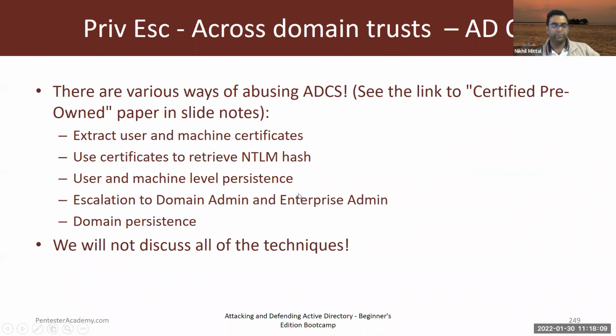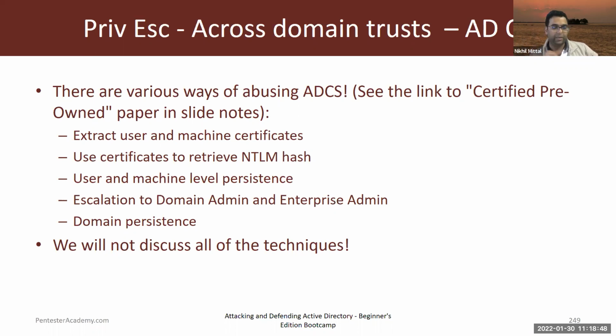So what are some of the ways of abusing ADCS? We can extract user and machine certificates. As we discussed while discussing certificates, certificates are digital verifiable identities. So if you have a certificate for a user or a machine, you can assume their identity. That is one. You can also use those certificates to retrieve their NTLM hash and then use, let's say, overpass the hash. You can persist as that user or machine. You can escalate to domain admin or enterprise admin. You can persist on the domain level as well.